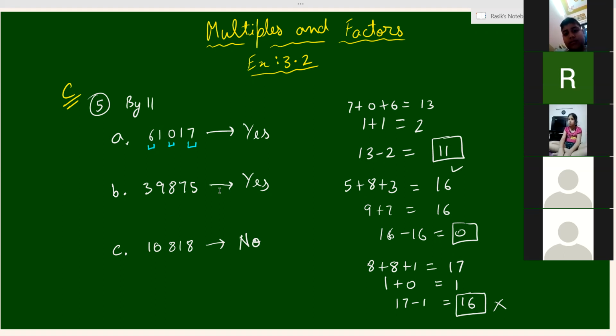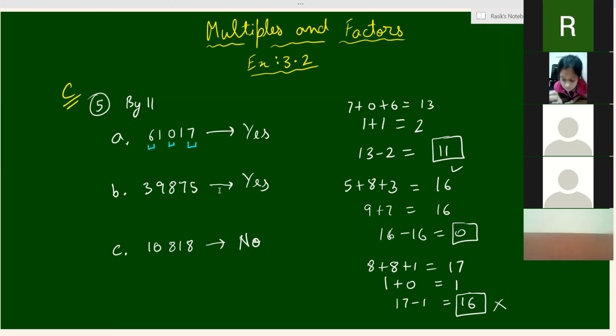Similarly, the second part of the question. Is 39 divisible by 3? Will 39 be divisible by 3? What is the sum of the digits of 39? 3 plus 9. 3 plus 9 is 12.